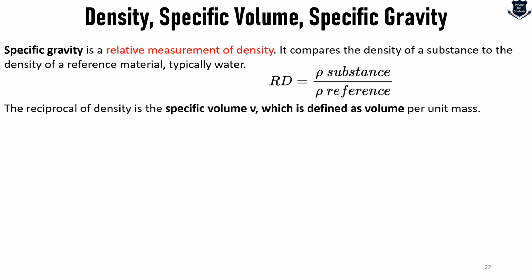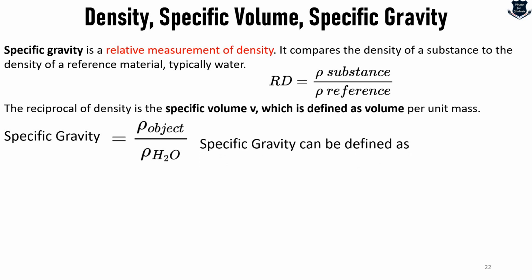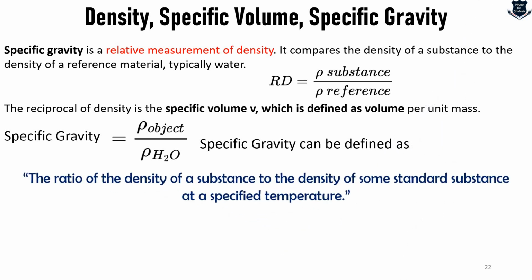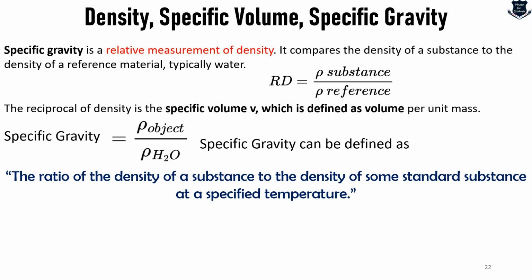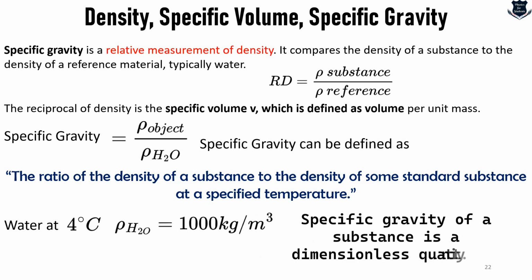The reciprocal of density is the specific volume, which is defined as volume per unit mass, and specific gravity is rho of the object divided by rho reference, which here is rho H2O because water is the standard. So specific gravity can be defined as the ratio of the density of a substance to the density of a standard substance at a specified temperature. Remember, this is a very important point: water is taken at 4 degrees Celsius, where the density rho H2O is 1000 kilogram per meter cube. And specific gravity of a substance is a dimensionless quantity.